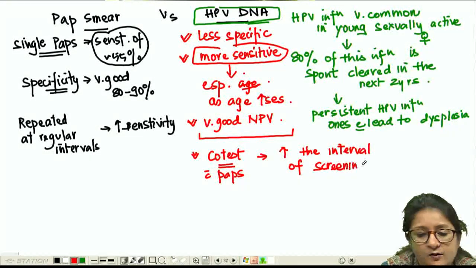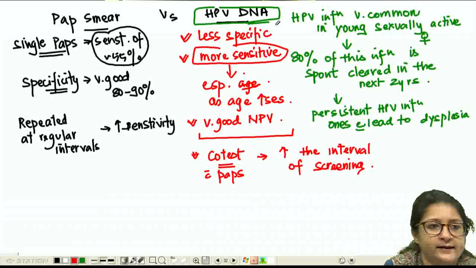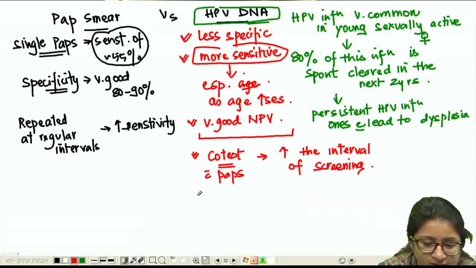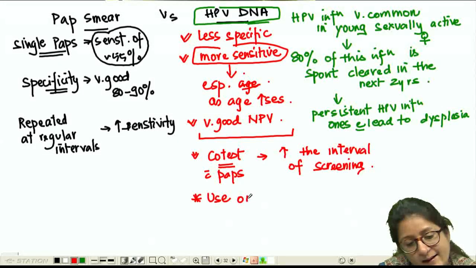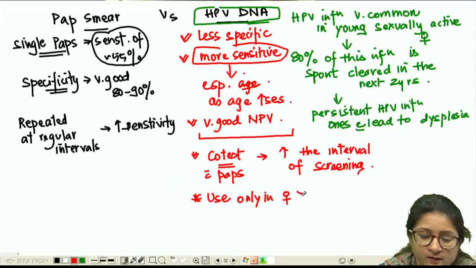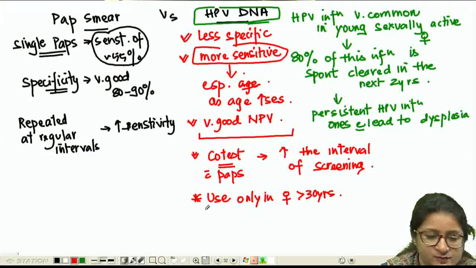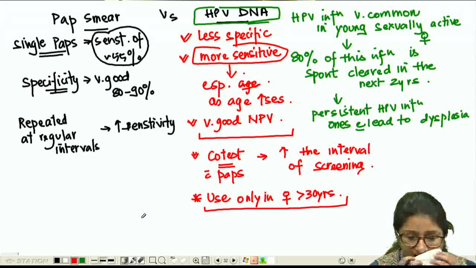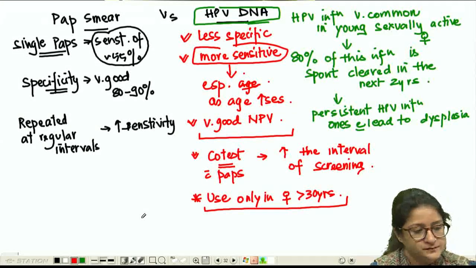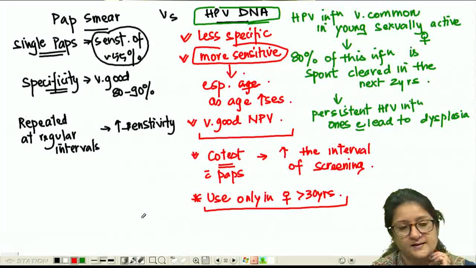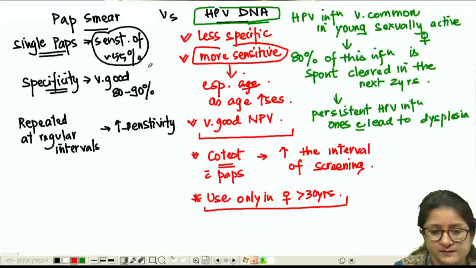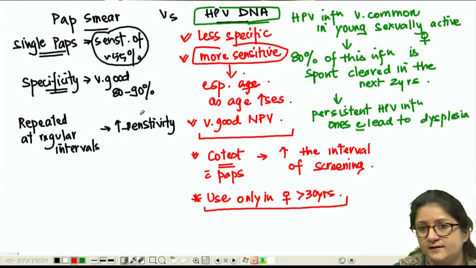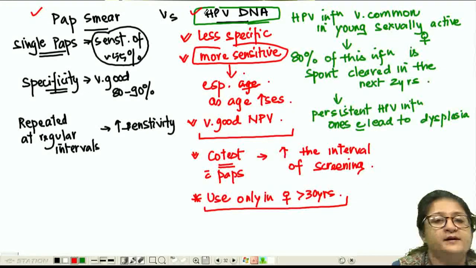And very importantly, we do not use HPV DNA testing in women less than 30 years of age. So we use this only in women more than 30 years of age. We use the HPV DNA testing in the form of co-testing or primary testing, right? Now, this is one important aspect that you should remember about pap smear versus HPV DNA testing. So this is, in a nutshell, summarizing pap smear versus HPV DNA testing.